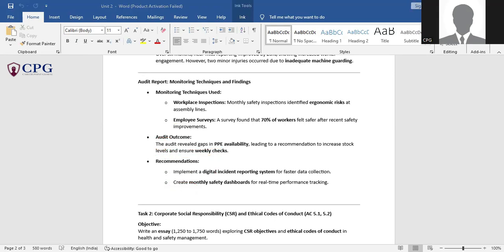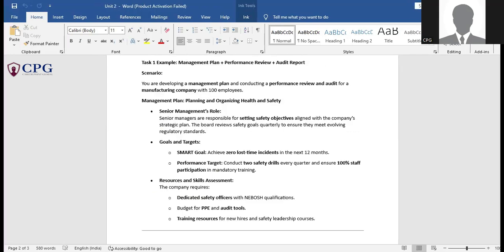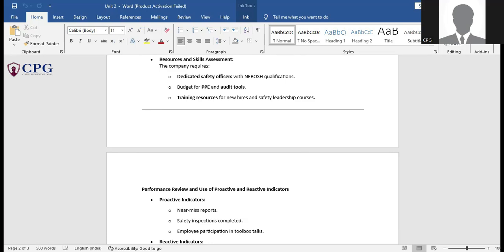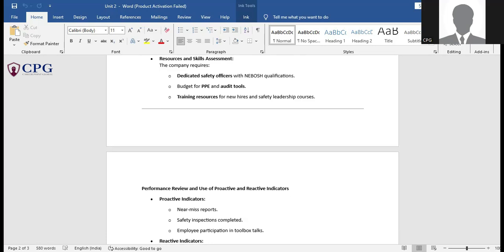So in that company, what is the management doing? What are the management roles? What is their target? Target means how they are going to meet the HSE targets. The HSE targets mean what? The accident analysis report, and all those things you will be writing. Then what are the resources available at the company, and how you will help it to improve, or what resources are not available.